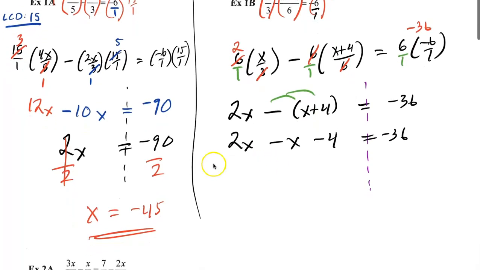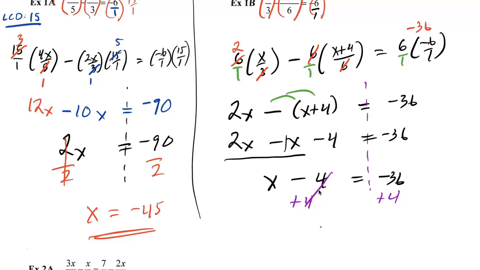And we could still simplify, right? I could add these numbers before I do anything else. So let's add those two. 2x minus 1x is just x. x minus 4 equals negative 36. And then we're going to get rid of the negative 4 here. So add 4 to both sides. These cancel out. x equals.